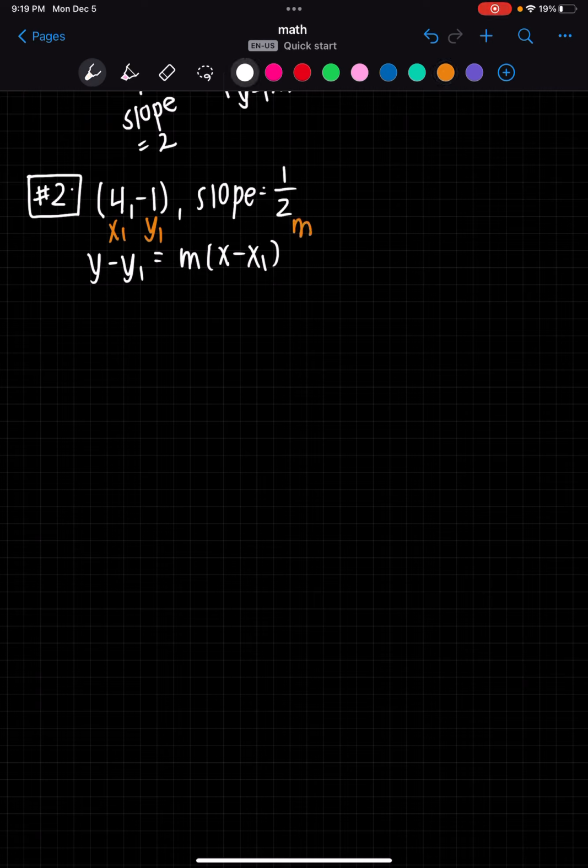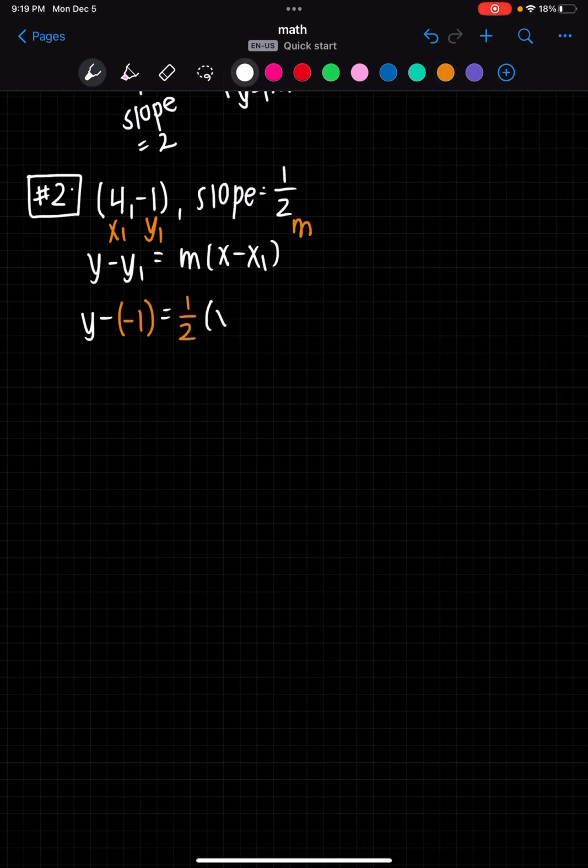All right, so now we're going to replace the x1, y1, and m in our equation with the numbers that we have from this question. So it's going to be y minus my y1, and my y1 is -1. What I'm going to do is put that -1 in parentheses. It's easiest if you put negative numbers in parentheses, just so you don't get confused by the two negatives right next to each other. And then equals my m, and my m is 1/2.